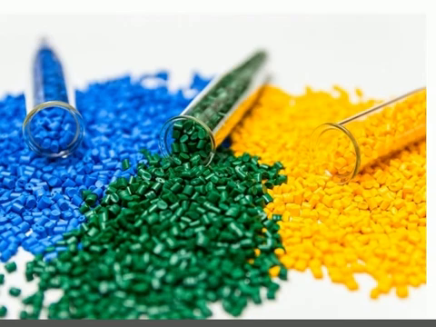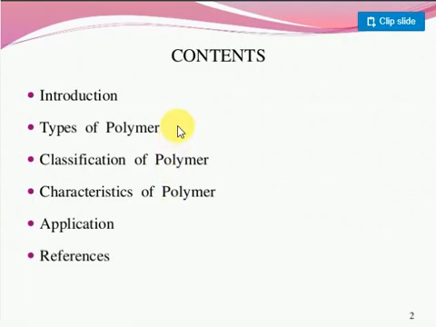It's a very easy chapter. Don't be worried. It's a very easy chapter, you can get full marks. Let's start our discussion about polymers. Today's class I'm discussing the introduction of polymers, types of polymers, classification of polymers, and some other information also.